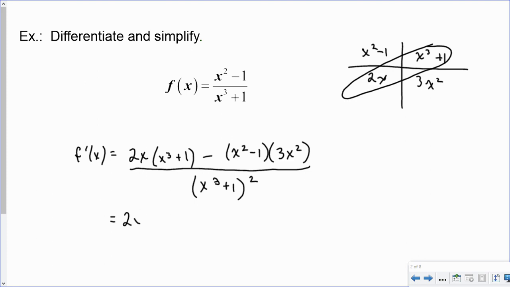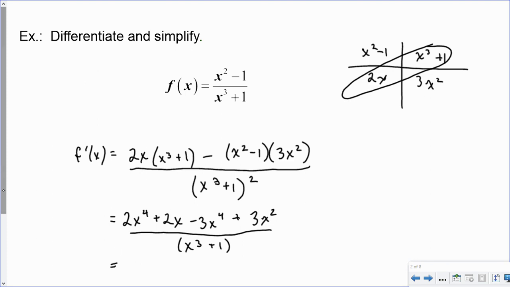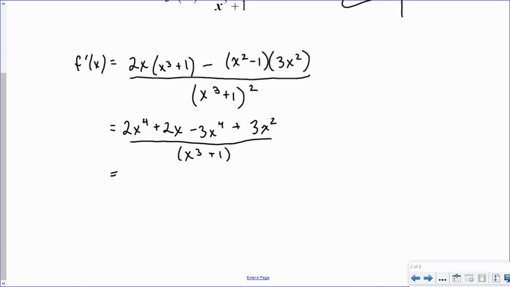I'm just going to expand this. Okay, minus 3x to the power 4, and a minus is a plus 3x squared. I won't worry about the denominator, but I will collect like terms here. So I've got a minus x to the power 4 plus 3x squared, and then a plus 2x squared plus 2, all over x to the power 3 plus 1 squared. I'll just leave it at that.